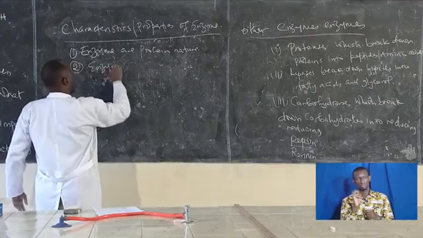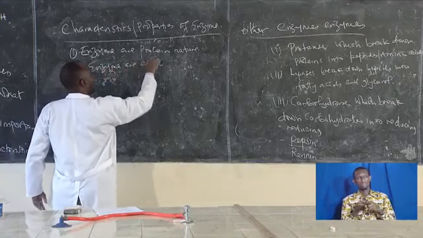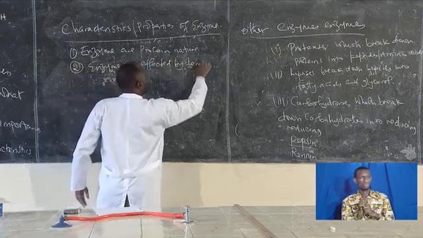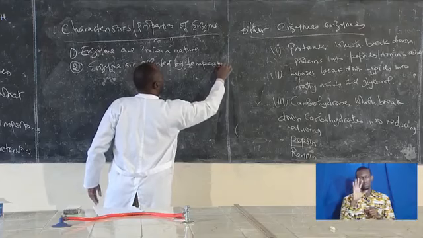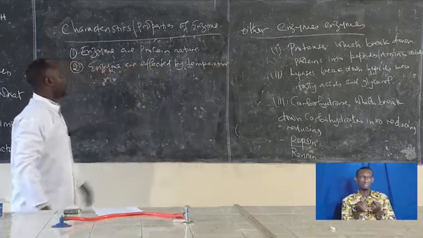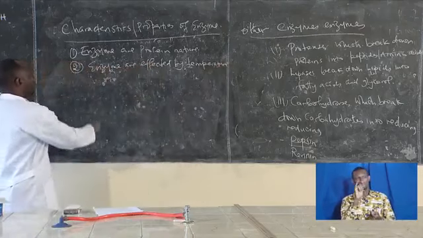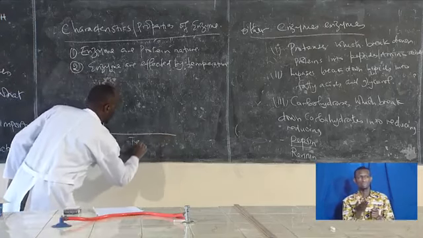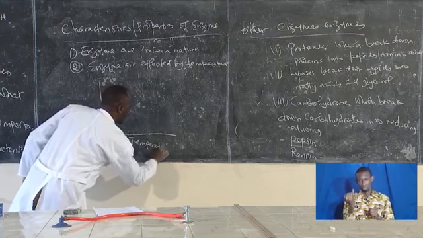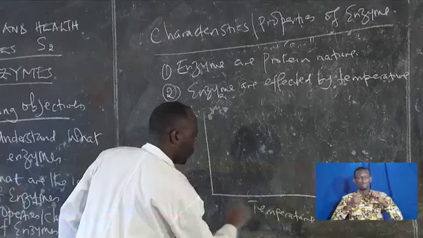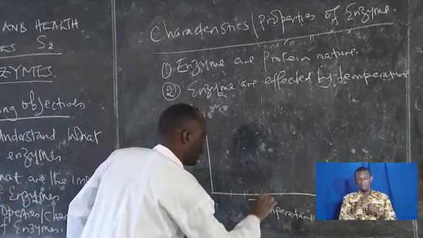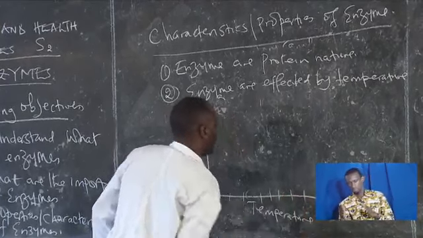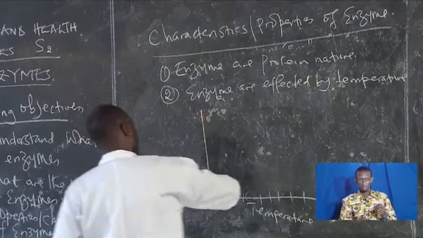Enzymes are affected by temperature. So it means that an enzyme must have a particular temperature at which to perform its function. If I try to draw it, I can draw it like this. This is supposed to be the temperature, and the temperature could go from 1, 2, 3, 4, maybe up to 40. And then this is supposed to be the rate of reaction.